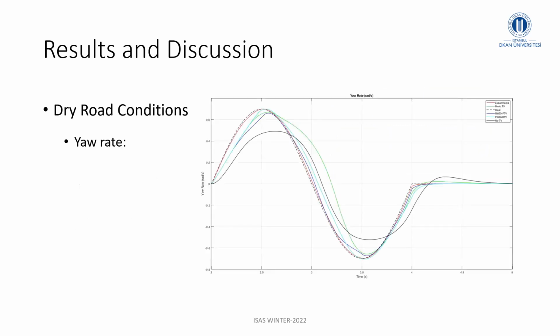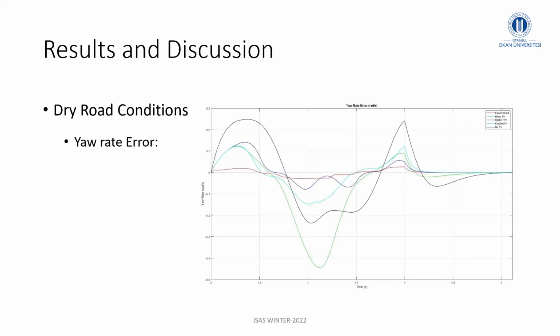In dry road conditions, the yaw rate response is seen here. As we can see, the red line is the proposed controller, and this has the best performance. The next best is the rear wheel drive plus front torque vector controller. And as we can see here, the least deviation is in the proposed controller. The same is proved here in the error graph.